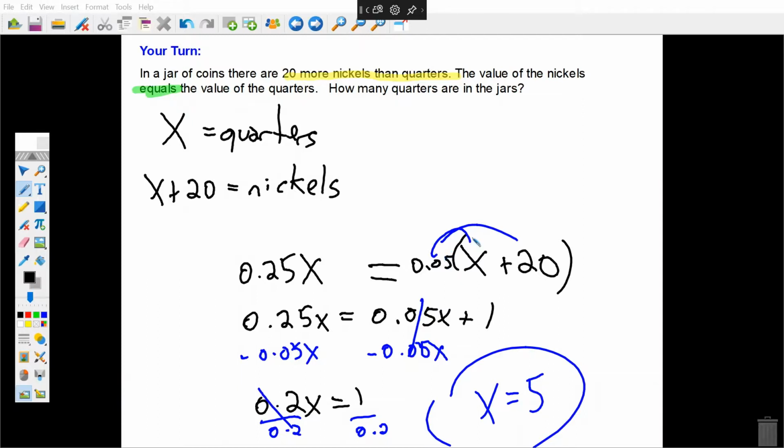Next, to solve, I have to distribute on the right side to get rid of the brackets. So I have 0.25x equals 0.05x plus 1. I minus 0.05x from both sides. Then I divided by 0.2, leaving me with x equals 5. We have one to go.